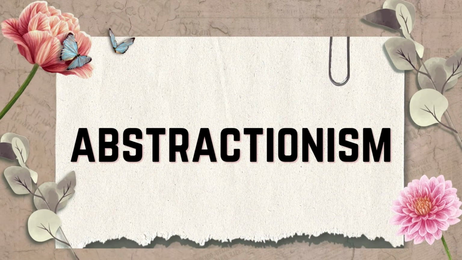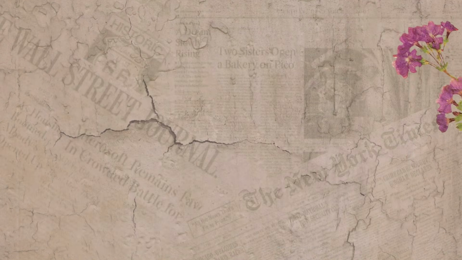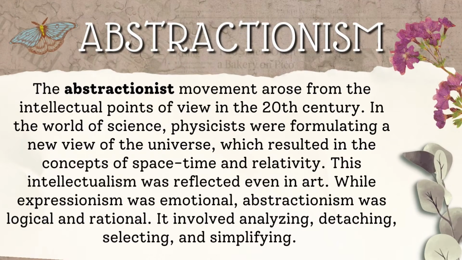Now let's talk about another modern art style called Abstractionism. Another group of artistic styles emerged at the same time as the Expressionist movement. It had the same spirit of freedom of expression and openness that characterized life in the 20th century, but it differed from Expressionism in certain ways. This group of styles was known as Abstractionism.